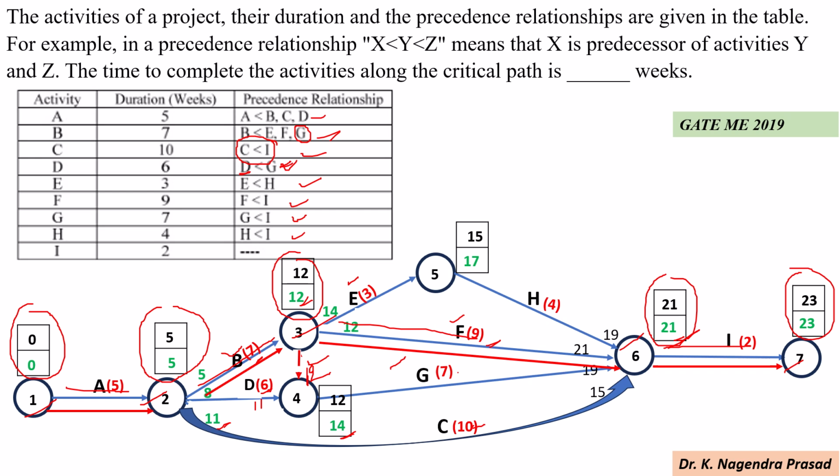So these are the critical activities. So activities A, B, F and I are the critical activities. So the critical path is A, B, F, I and the time duration is 5 plus 7 plus 9 plus 2. So total time duration is 23 weeks.